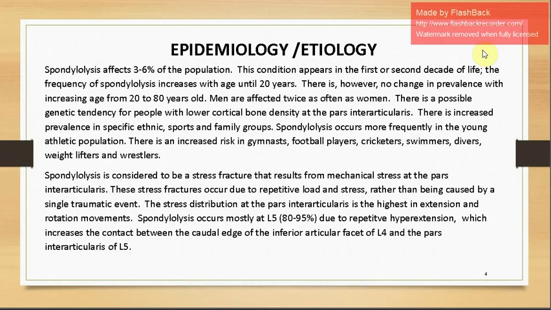The stress distribution at the pars interarticularis is highest in extension and rotation movements, and it occurs at L5 in 80 to 95% of cases due to repetitive hyperextension, which increases the contact between the caudal edge of the inferior articular facet of L4 and the pars interarticularis at L5.